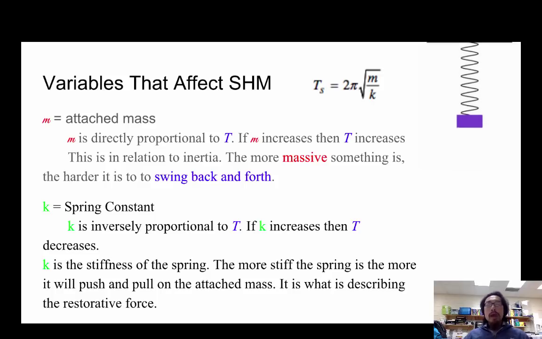All right, next up we have the period for a spring. Now, what's interesting here is that for a spring, there is no gravitational constant, but we have a mass.